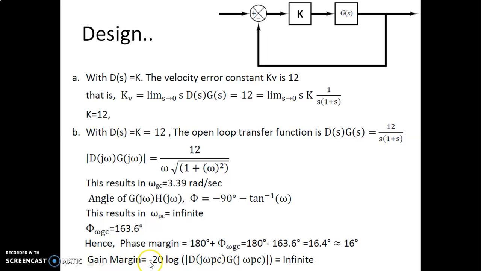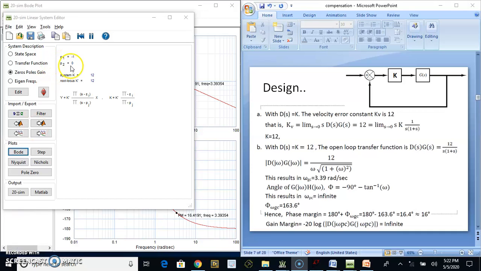Let us verify this phase margin and gain margin using 20 sim quickly, and then we'll go to part C of this design. Let us see the pole positions here. As you can see, the poles are at 0 and minus 1. The system gain is 12.